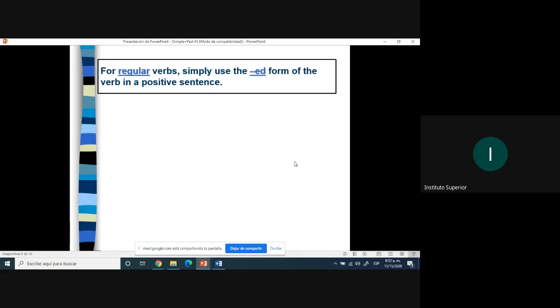For regular verbs, simply use the ed form of the word in a positive sentence. For example, I want you to help me out. Come on, this is your time. This is a time for you to put to test all that knowledge. The first example, help me out. It says, when I was a child, I the piano. How was that? Help me out. I play it. Exactly.